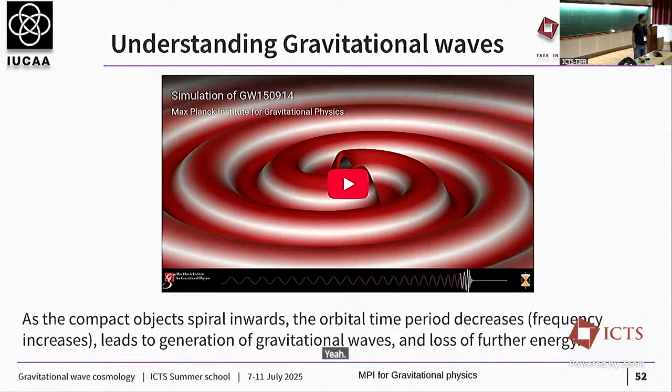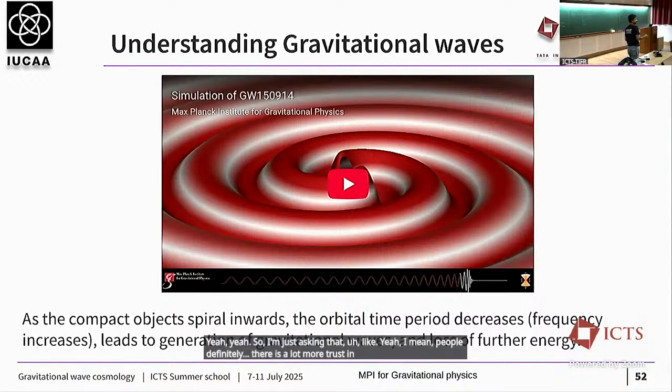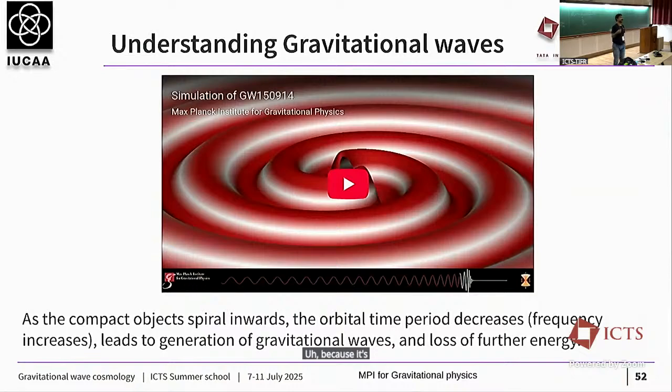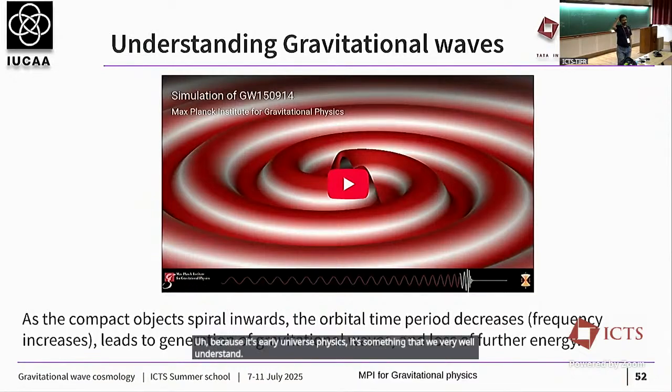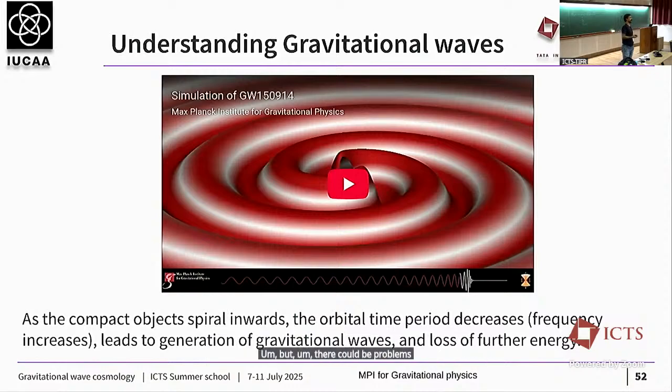Is the CMB analysis of gravity much more precisely calibrated than the distance ladder, because in the distance ladder at each point you are assuming that you have type Ia supernovae? Yeah, I mean, people definitely have a lot more trust in the CMB results because it's early universe physics. It's something that we very well understand. But there could be problems, right?